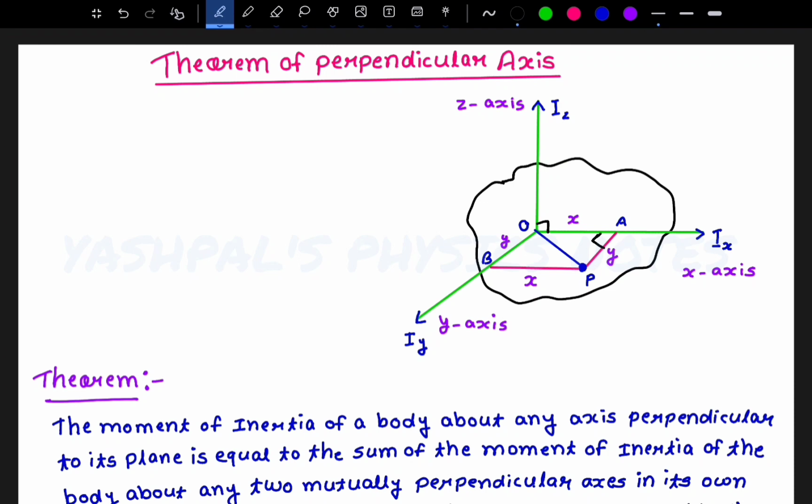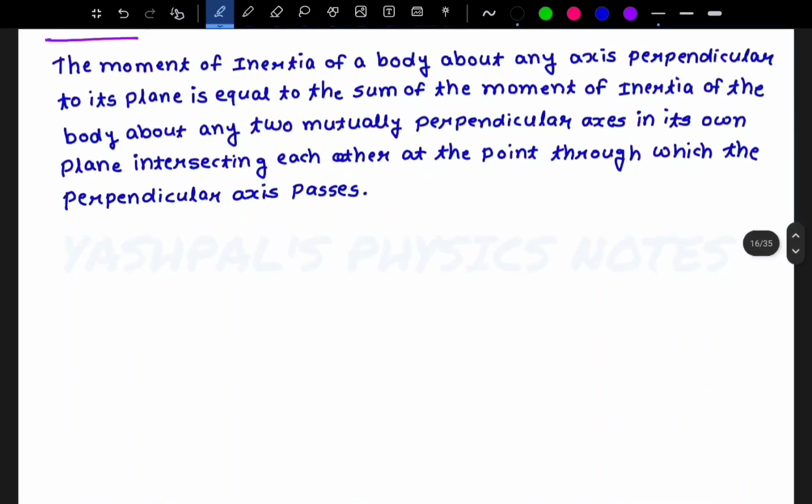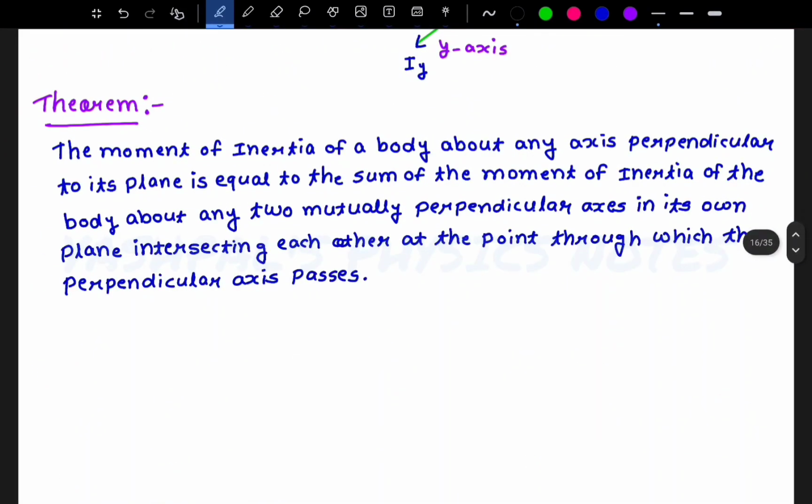Today we are going to study the topic Theorem of Perpendicular Axis. Now the theorem states that the moment of inertia of a body about any axis perpendicular to its plane is equal to the sum of moment of inertia of body about any two mutually perpendicular axes in its own plane intersecting each other at the point through which the perpendicular axis passes.